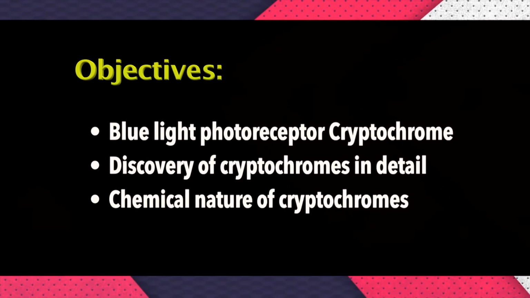Hello dear students, today we are going to discuss the topic cryptochromes, their discovery, chemical nature, role in photomorphogenesis and mode of action. The main objectives of today's topic are: number 1, to get aware about the blue light photoreceptor cryptochrome. Number 2, to study the discovery of cryptochromes in detail.